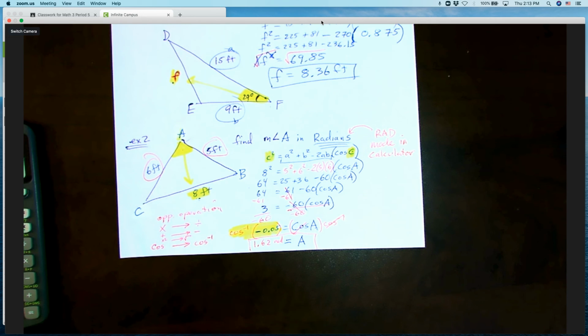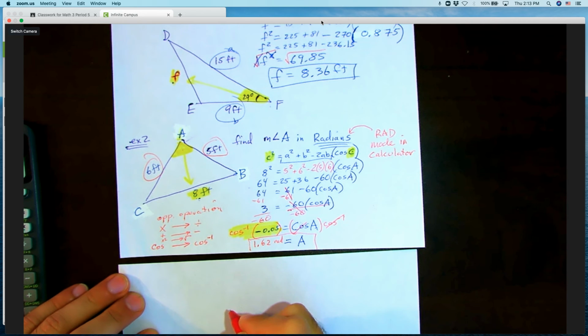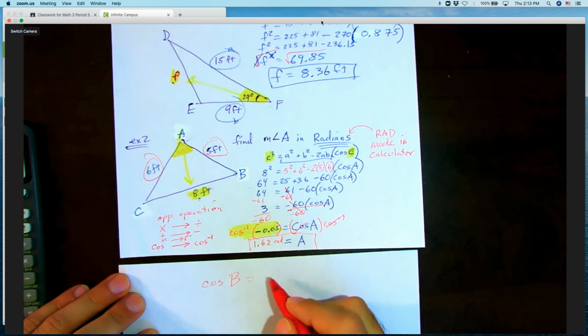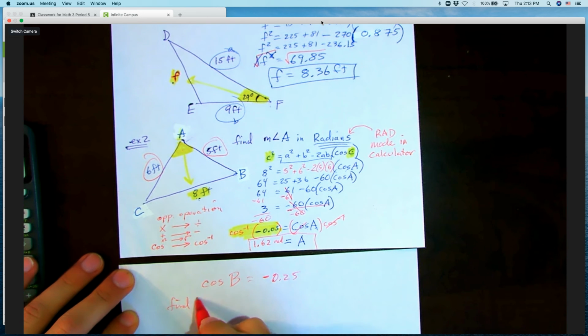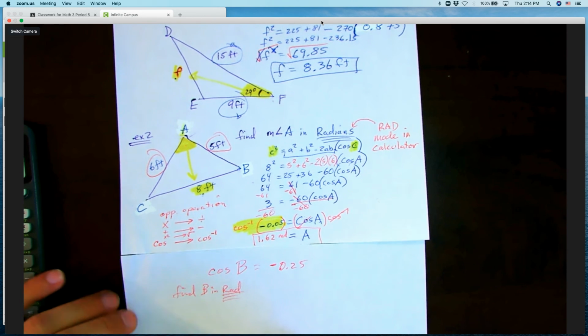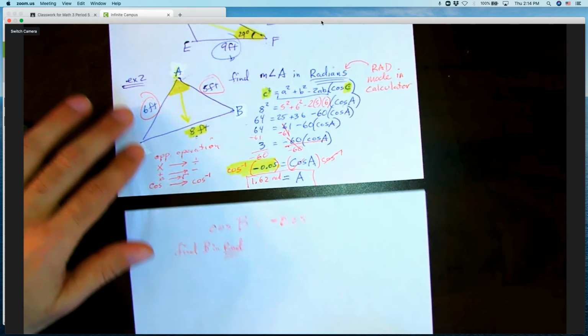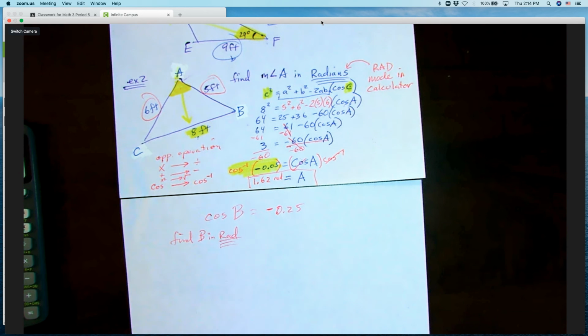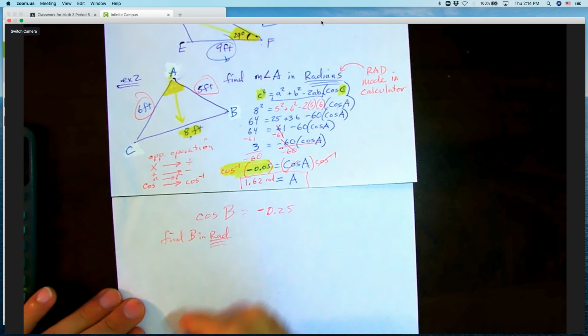All right. This last step, I think we just got to practice a couple times. So what if I had this? Cosine of B is equal to negative 0.25. So find B in radians. So we're going to just do a couple of the last exercise that has us use that arc cosine, that cosine -1. So we'll do these couple of questions here.